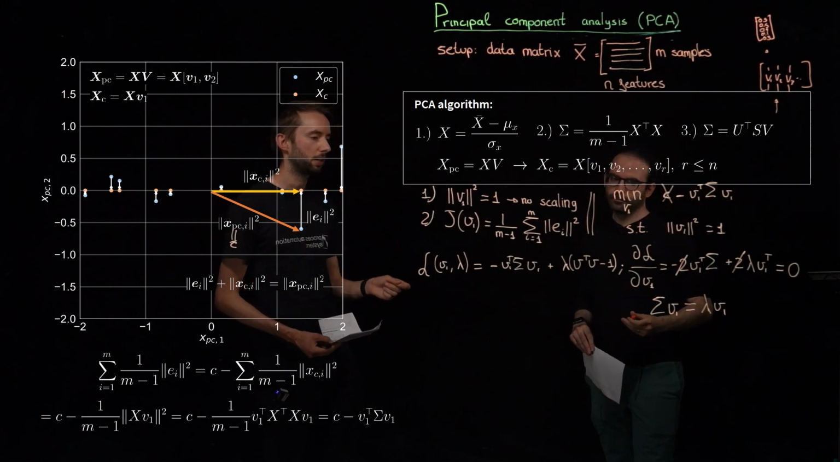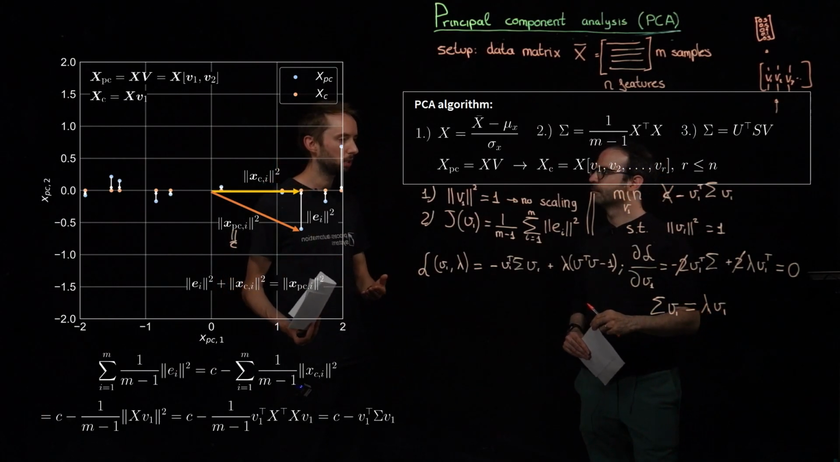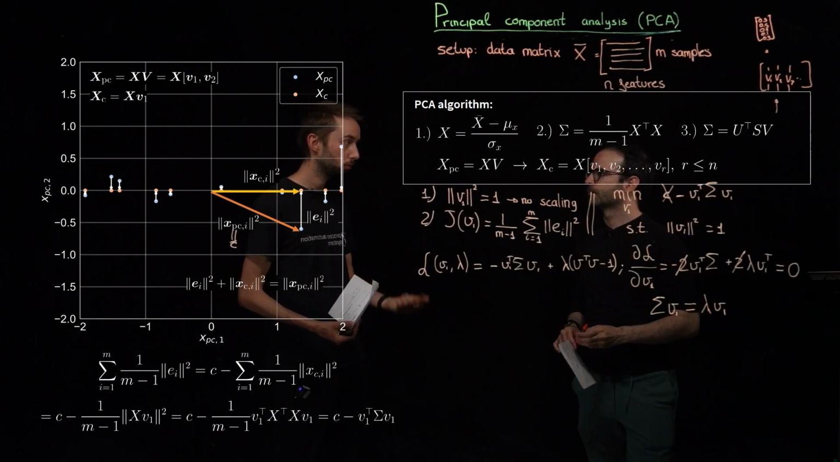Right. But there's still an issue, because with a matrix as we have it here, we would have 2 eigenvectors and 2 eigenvalues.